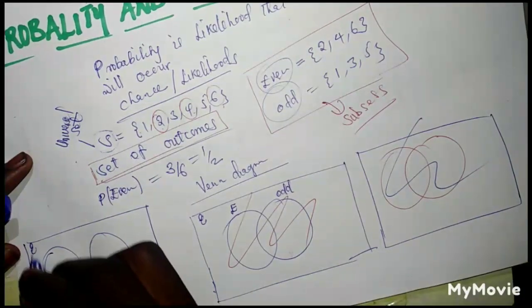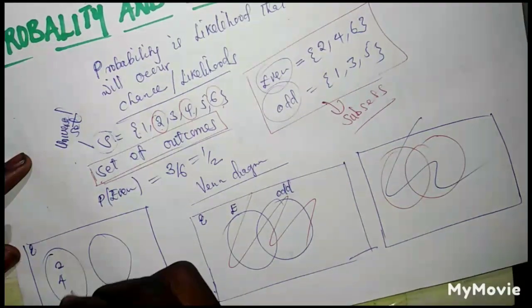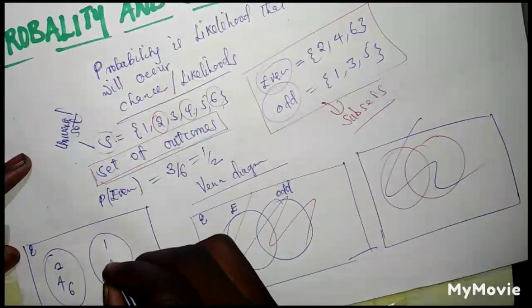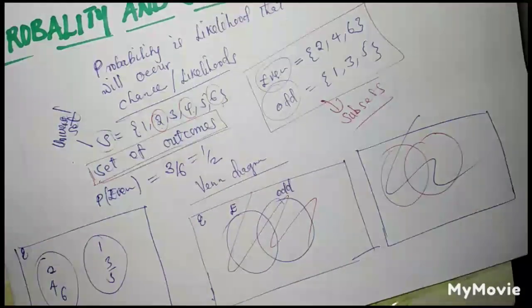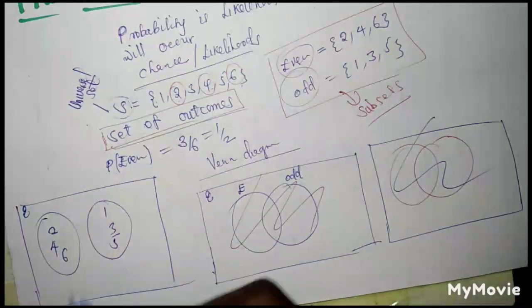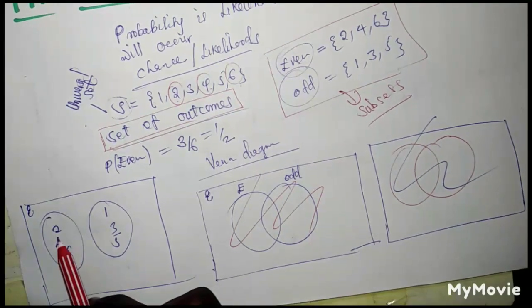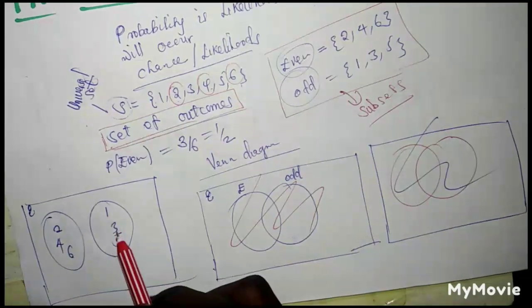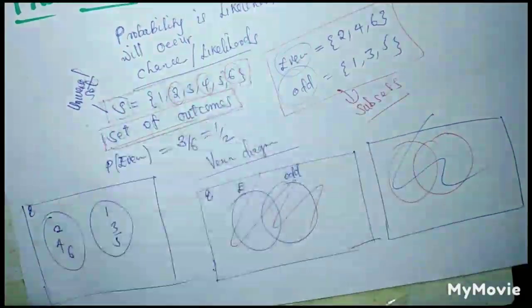Okay, all right, we have our even numbers: 2, 4, 6, and then we have 1, 3, 5. So this defines our sample space. This defines our probability space. If we translate it, it may be like this: 2, 4, 6, and 1, 3, 5. This is the illustration of this.